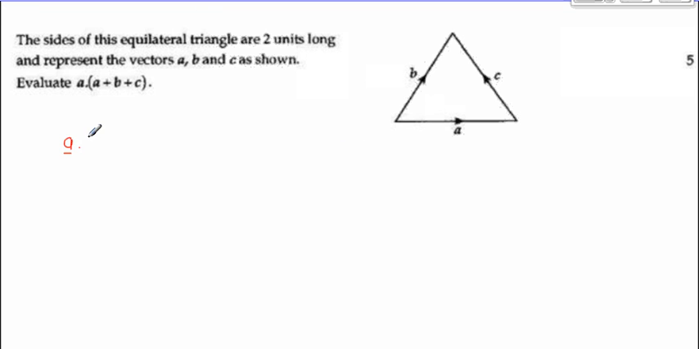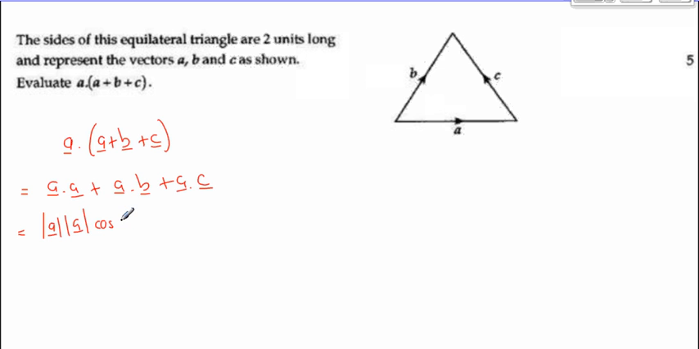Okay, so the first thing is, again, we're dealing with brackets here. So it's A dot (A plus B plus C), which really means A dot A plus A dot B plus A dot C. Okay, which really means, again, we don't know the components. It's going to be the magnitude of A times the magnitude of A times cos of the angle between them, let's call it theta 1 here, plus the magnitude of A times the magnitude of B times cos theta 2, the angle between those two vectors, plus the magnitudes of A and C times cos of theta 3.